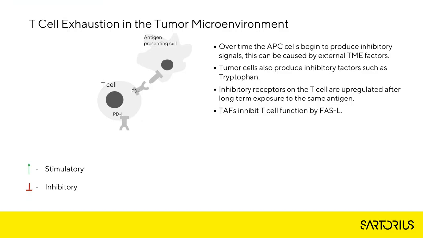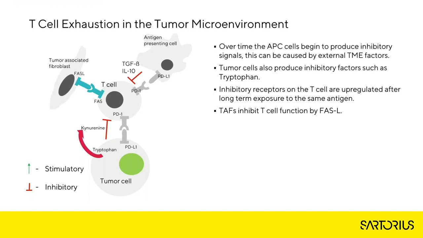Over time, antigen-presenting cells begin to produce inhibitory signals. Tumour cells also release inhibitory factors into the tumour microenvironment, such as tryptophan. Other cells in the tumour microenvironment, such as tumour-associated fibroblasts, inhibit T cell function and activation via Fas ligand. Accumulating inhibitory signals and long-term exposure to the same antigen cause increasing inhibitory receptors to be present on the T cell. These include PD-1, LAG-3, CTLA-4, Fas, TIM3, and many more.